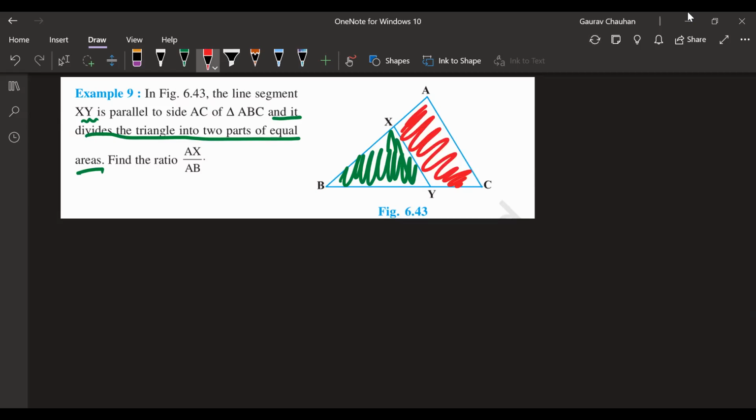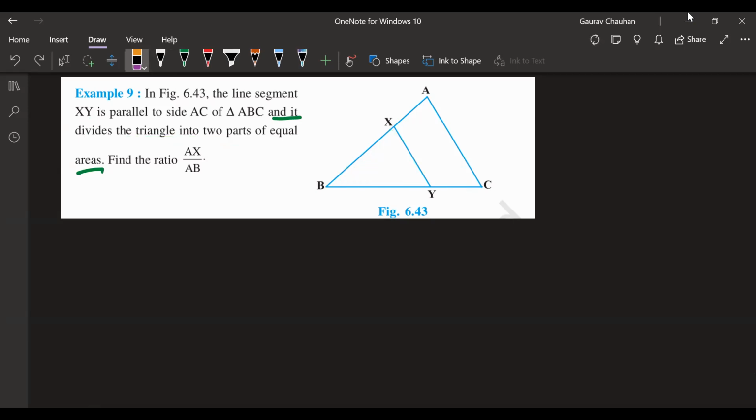It's a very, very interesting thing, and you need to be able to decode this question. I'm just going to try to help you decode it. It's saying the line segment XY, this is the subject, is parallel to side AC. This is one thing that the line segment XY is doing. And the other thing it is doing is that it divides the triangle into 2 parts of equal area. Who divides? Line segment XY divides.